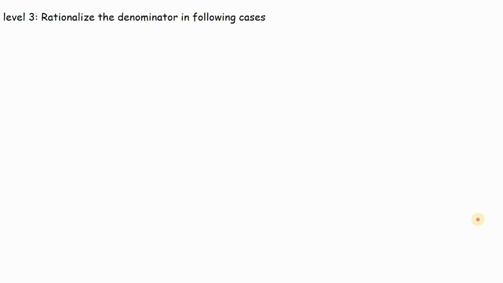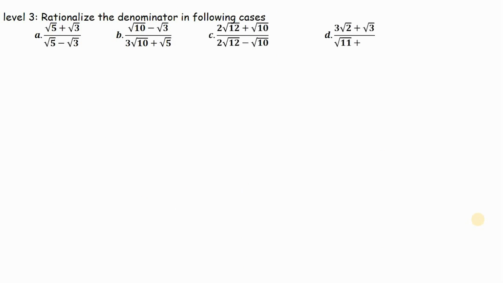Rationalize the denominator in the following cases. Now here you will find the irrational number in both the numerator as well as the denominator. And again I'll do the first two examples, and I would want you to do questions C and D. Okay, first solution.